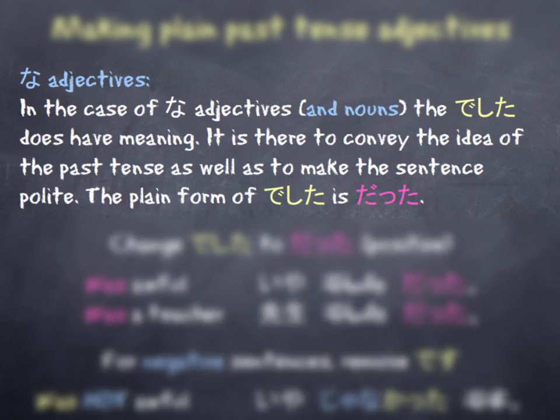Now if it's a na adjective, in the case of na adjectives and also nouns, the deshita does have meaning as opposed to I adjectives where it doesn't really mean anything, it's just used for politeness. So deshita is there to convey the idea of the past tense as well as to make the sentence polite. So the plain form of deshita is datta.